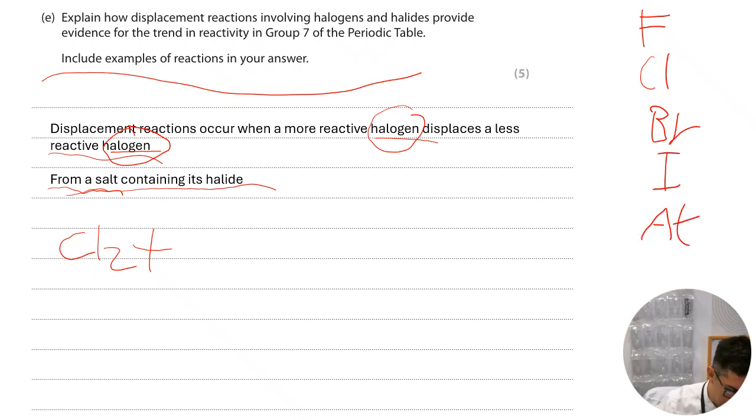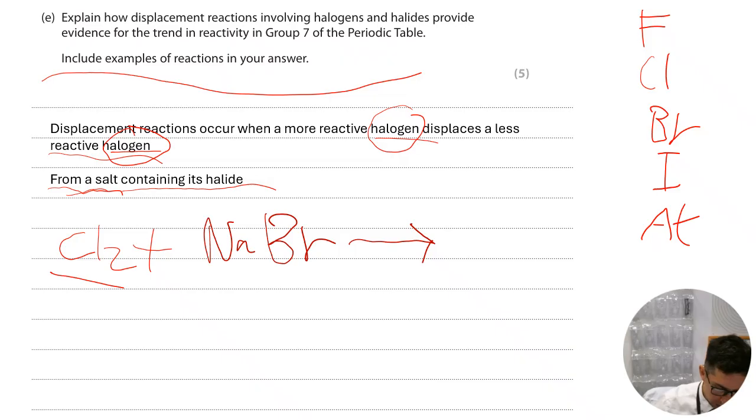So let's use bromine. We have to have a salt, so let's choose any metal, it really doesn't matter, let's use sodium bromide. Okay, so there's my halogen as a halide in a salt, and because chlorine's more reactive, it's going to displace, it's going to kick the bromine out, and it's going to steal its position, so I'm going to form sodium chloride, and bromine will get displaced.